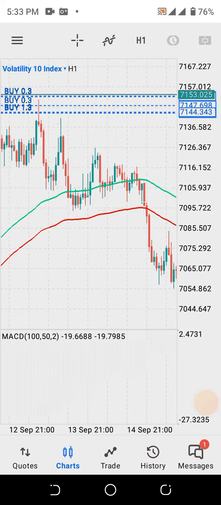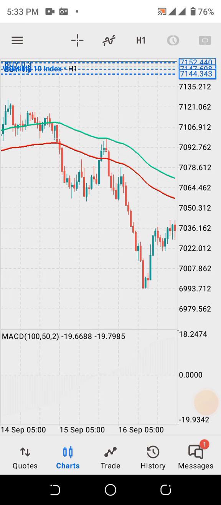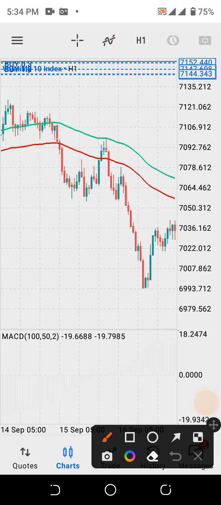Now, once the candlestick crosses the red line and closes below the red line, this is a clear sell signal. On my screen now, look at this point here. You see the bearish candle closes below the red line. This is a clear sell signal.